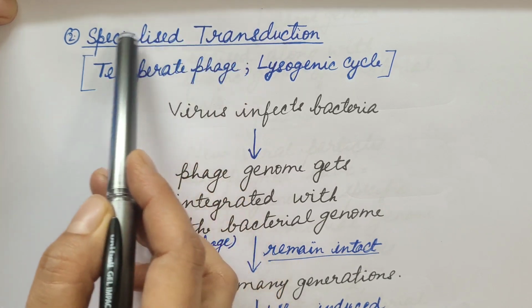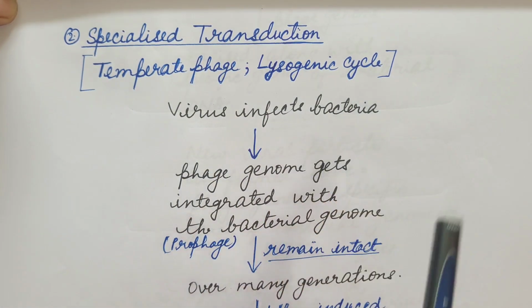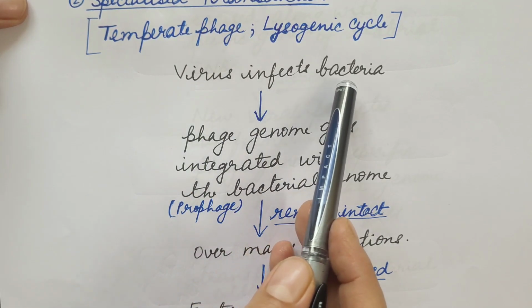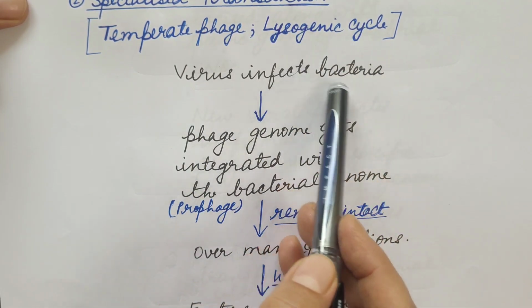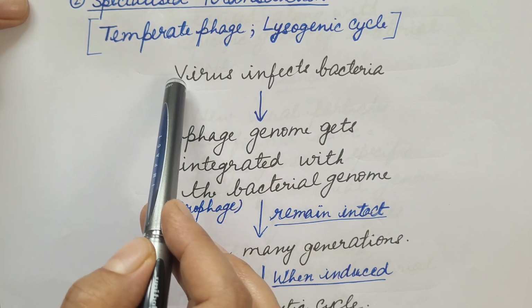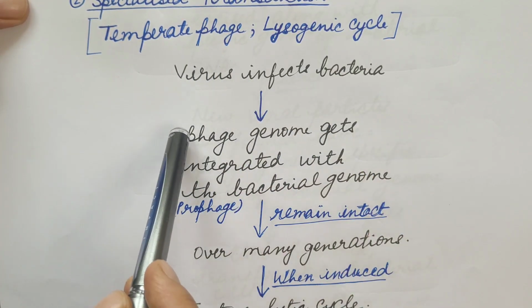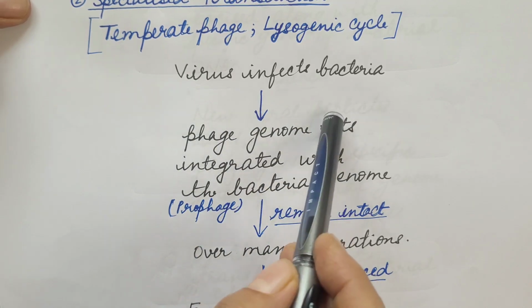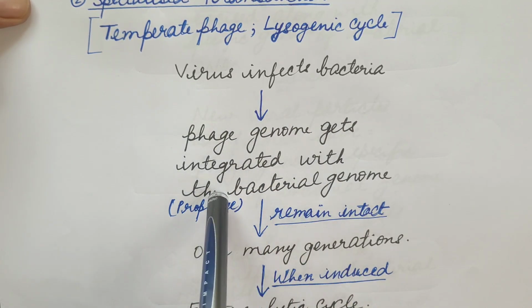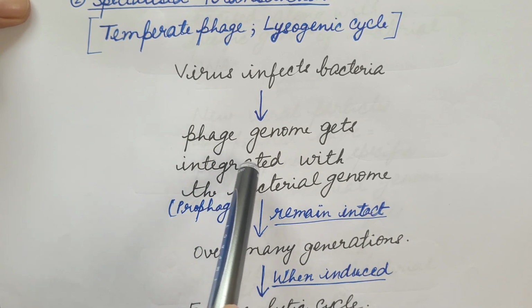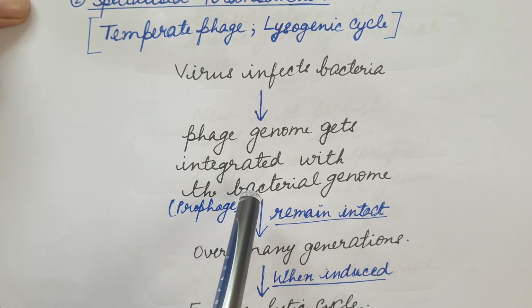Second is specialized transduction. It occurs by a temperate phage in the lysogenic cycle. So a temperate phage or virus infects bacteria. Here we call it the donor bacteria. Then it injects its genetic material in the donor bacterial cell. This phage genome gets integrated with the bacterial genome, and this integration is site-specific recombination.